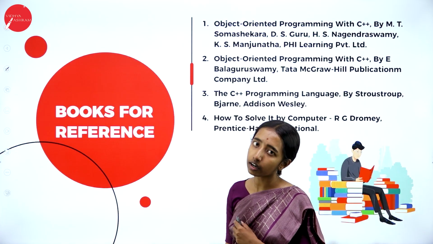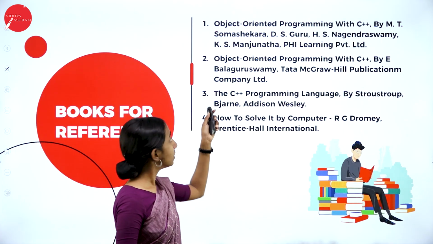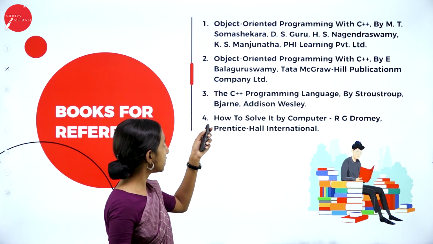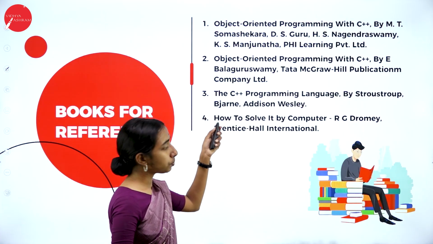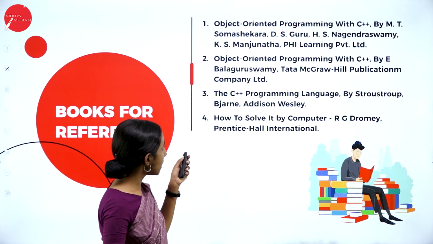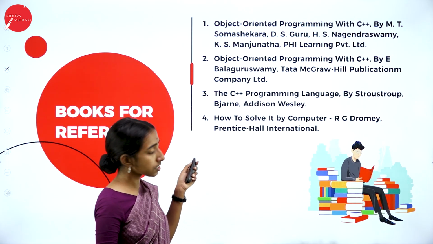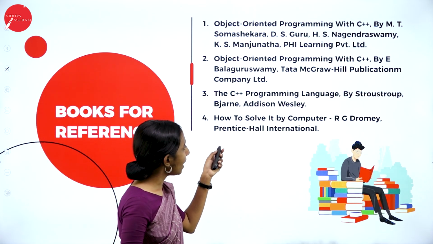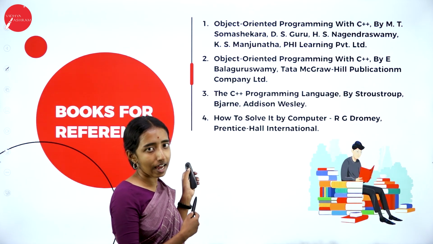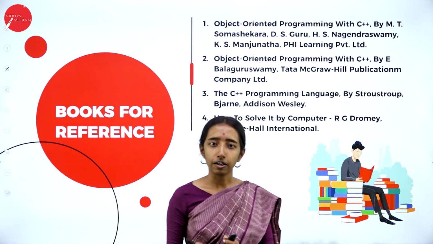So, the books for reference. So, there are different books for the reference. So, we are having the Object-Oriented Programming with C++ by M.T. Somshekhar and others, Object-Oriented Programming with C++ by E. Balaguru, Swami and others. The next, we are having the C++ programming language by Stroustrup and others. The last, How to Solve It by Programming, R.G. Dromey. So, these are the books that we're gonna have as a reference to learn about the C++ programming in deep or in briefly. Thank you.